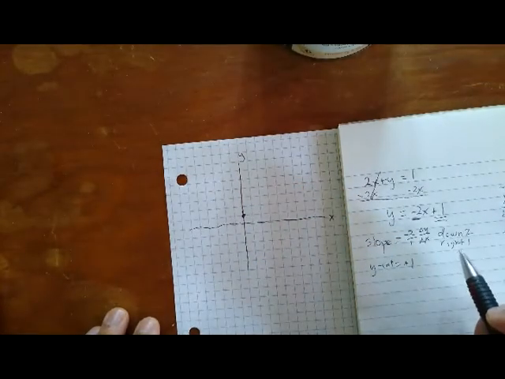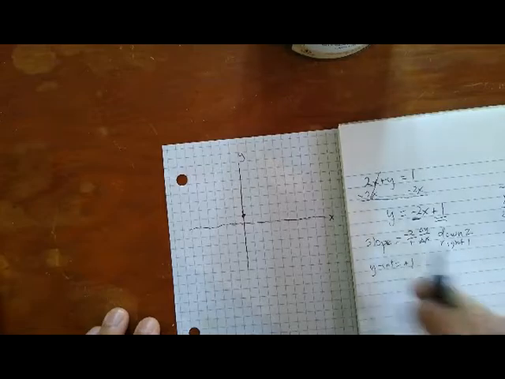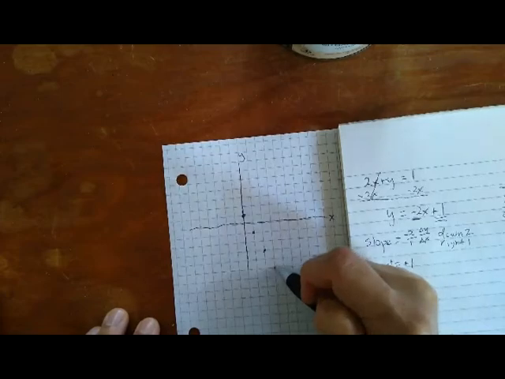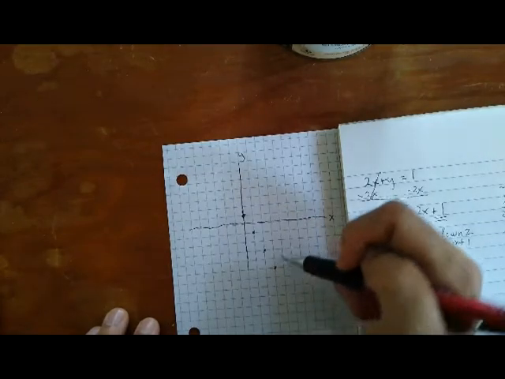The slope tells us the directions to move. So you go down 2, 1 to the right. Down 2, 1 to the right. Down 2, 1 to the right. And then you just draw your line.